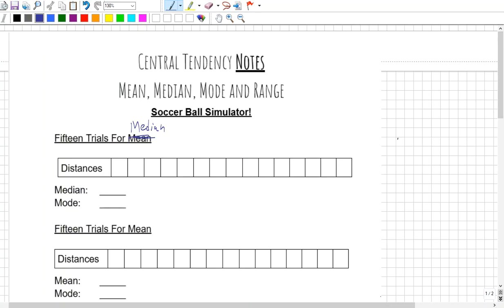And we're going to use range. And we're going to use a soccer ball simulator from the course. So I have a fun, sort of fun, I guess, activity that we can look at. So the first one we're going to look at is not the mean, it's 15 trials for median.